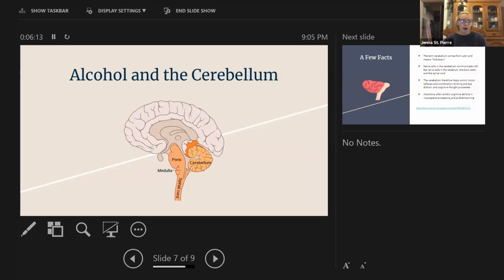So now we're going to talk about alcohol in the cerebellum. As you can see, the cerebellum is right behind the pons and right above the spinal cord.